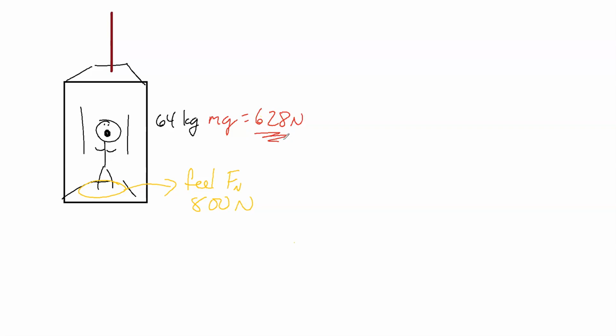He's feeling 800. He's feeling more force on his feet than usual, and that tells you that the elevator must be accelerating upwards. It has to be going up, because when elevators take off and start moving, you feel more pressure in your feet when it's lifting you up. So that tells me that the elevator is moving upwards. So he's got that 800 newtons of normal force on his feet.